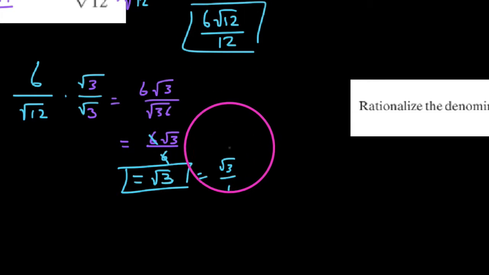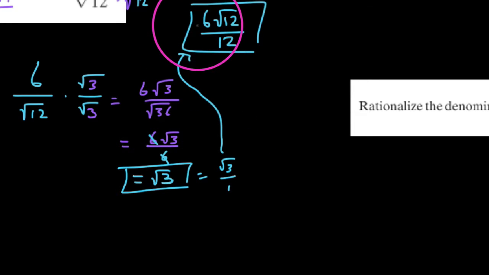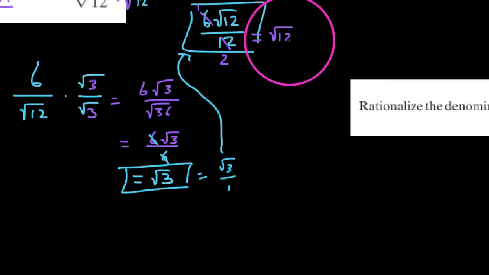So let's go back to this really quickly. Is this the same as what I have here? Well, it is, but the thing is you still have to simplify this. For instance, the 6 and the 12 here, this would become a 1, this would become a 2, and now I'm dealing with the square root of 12 over 2.